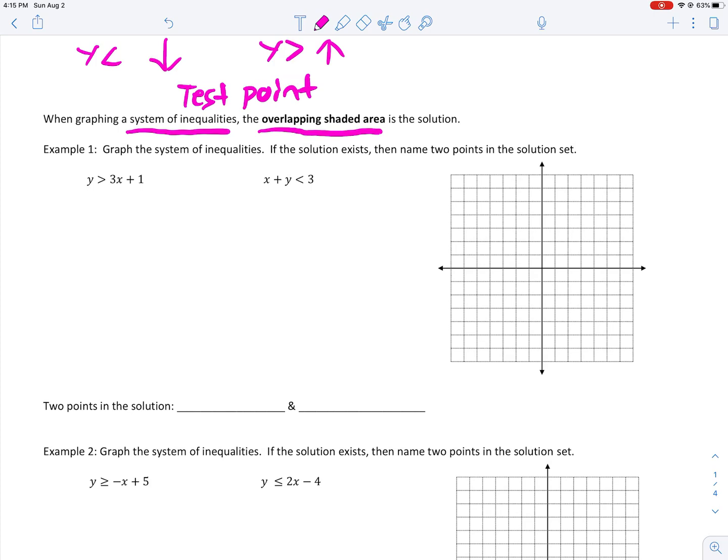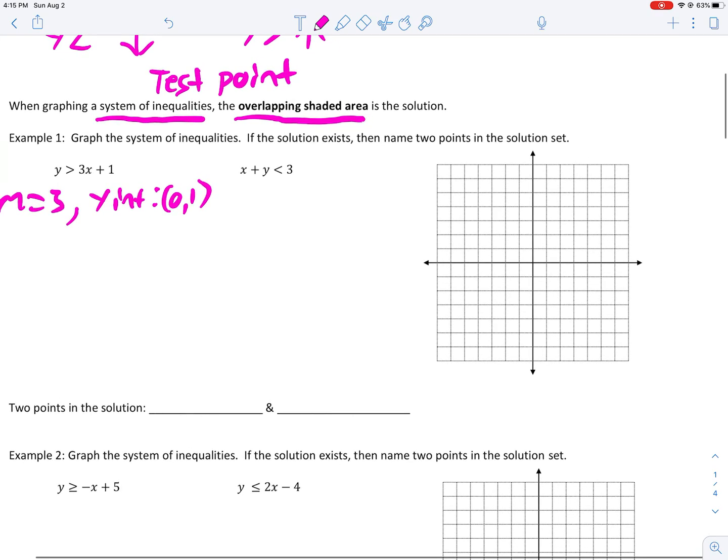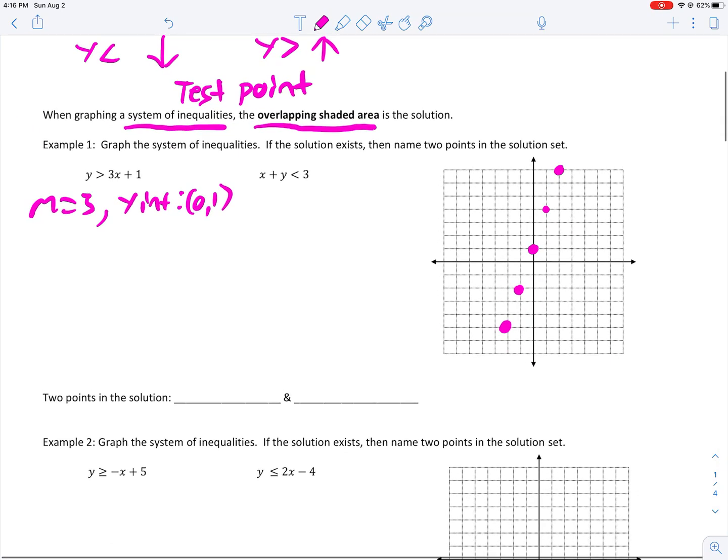So we're going to graph these two lines. y is greater than 3x plus 1, so I'm going to graph that. The slope would be 3, right? The y-intercept would be 1, so it's been shifted up 1. And your slope is up 3: 1, 2, 3 over 1. Up 3 over 1. Down 3 over 1. Down 3 over 1. And it's greater than, so it's going to be a dashed line.